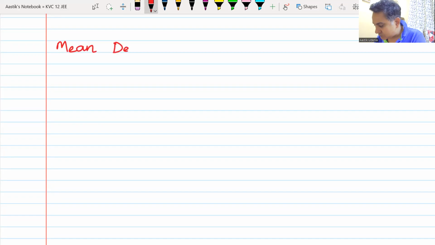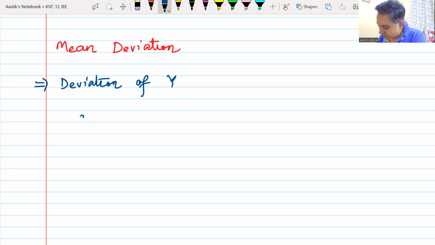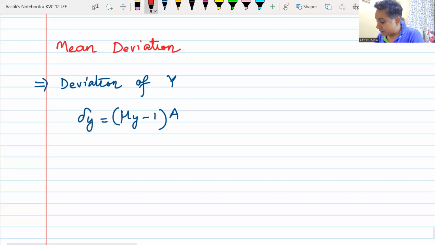Mean deviation. What do you mean by mean deviation? Mean deviation means it is the deviation of yellow light. Yes or no? Yes, sir. Deviation of yellow. I can write this delta y, deviation of y, which is mean deviation, as mu y minus 1 times A. You don't have to write it again. If you have understood this, I'm just repeating it. And this mu y can be found out, if not given, from mu v plus mu r by 2.